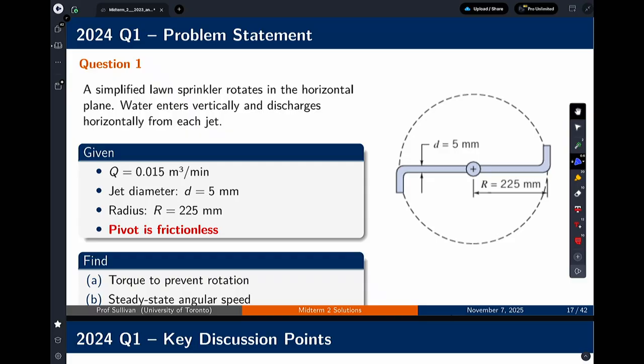A simplified water sprinkler rotates in the horizontal plane. Water enters vertically and discharges horizontally from each jet, so it's coming out like that. Q equals 0.015 cubic meters per minute. Jet diameter is 5 millimeters. Radius of the sprinkler is 225 millimeters. The pivot is frictionless, so we don't have to worry about that. Find the torque to prevent rotation and the steady state angular speed.